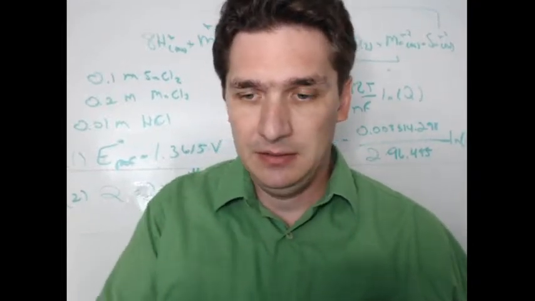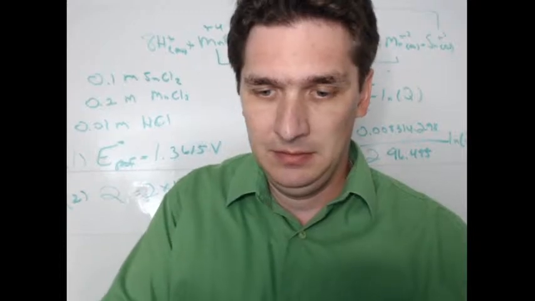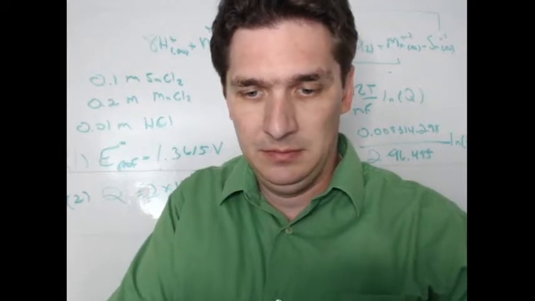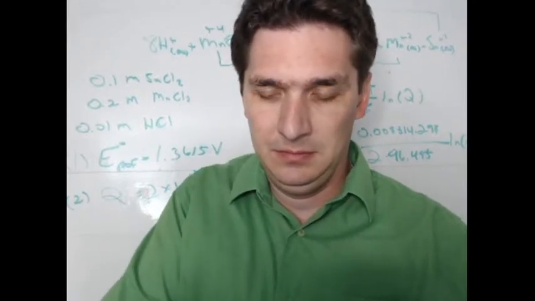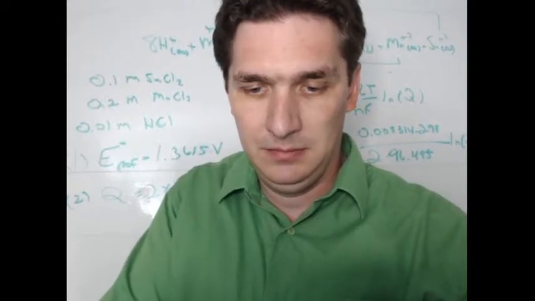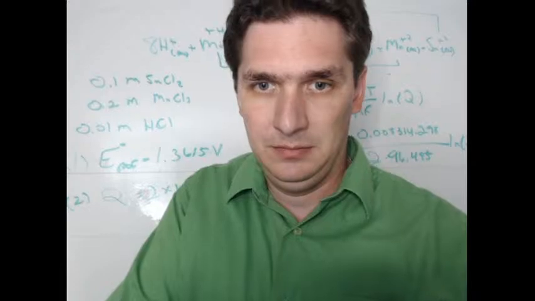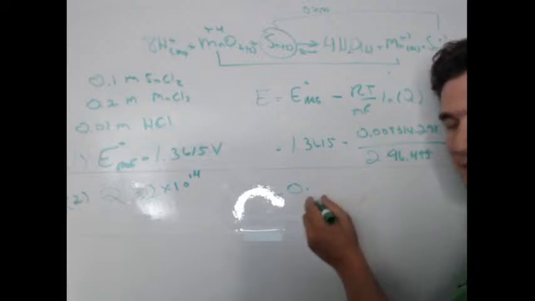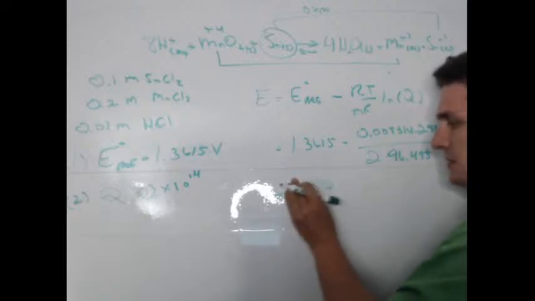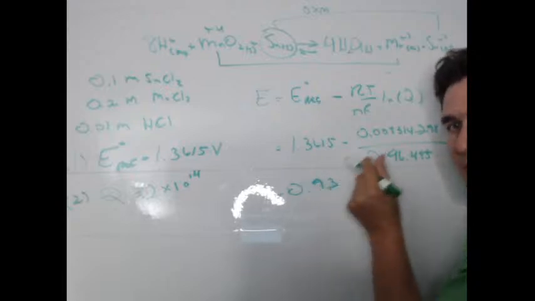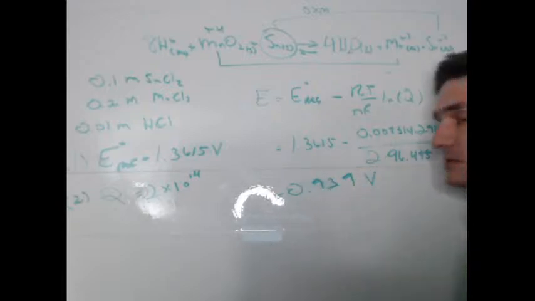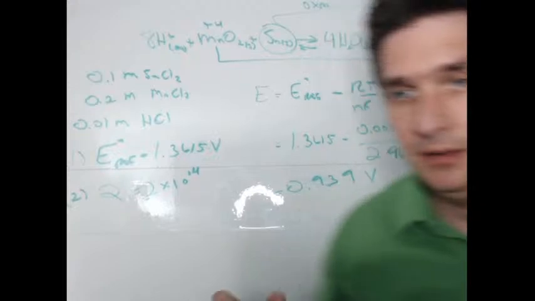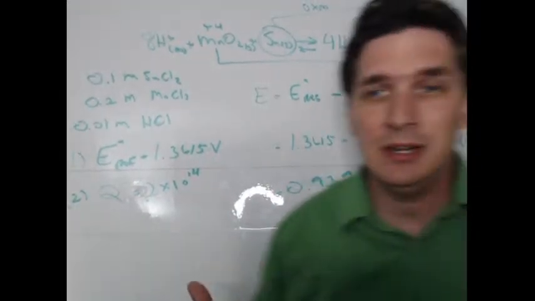So if I do that, I get 0.938, 0.939, we'll round to 3 decimal points, 0.939 volts. So that's your answer. You just plug into the formula and you get 0.939 volts.